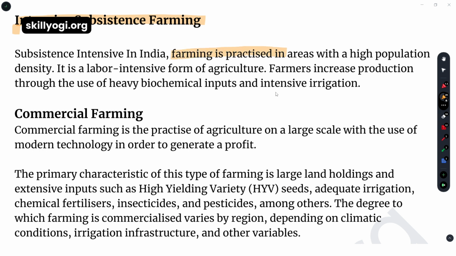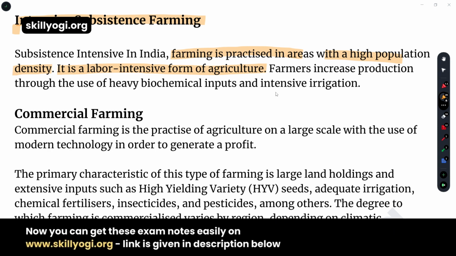It's practiced in areas with a high population density. Yes, the population density is very high, and it's a labor intensive form of agriculture where we can see a lot of laborers working, which we have not seen in primitive subsistence farming. After reading this part, we will also make the comparison between primitive subsistence agriculture and intensive subsistence agriculture.